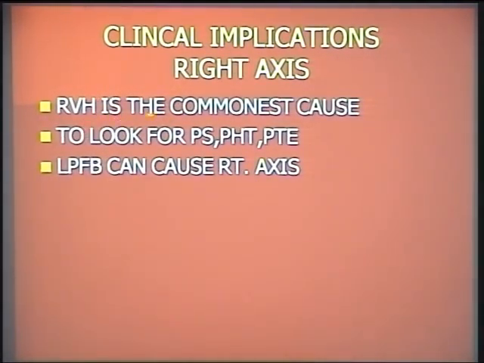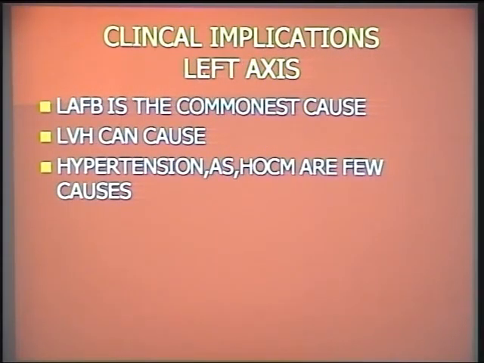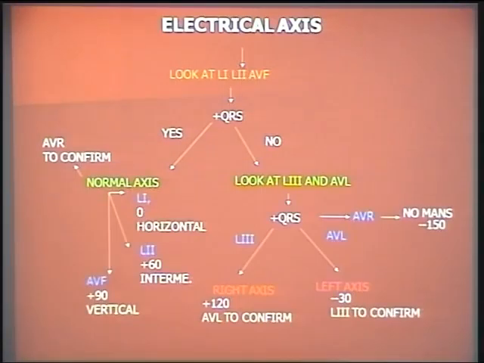Right ventricular hypertrophy is the commonest cause of right axis. Look for pulmonary hypertension and right ventricular outflow obstructions. Whereas for left axis, left anterior fascicular block is the commonest cause. LVH also can cause left axis, but the commonest cause is left anterior fascicular block. Look for conditions which can produce left ventricular hypertrophy, like hypertension and LVOT obstructions.